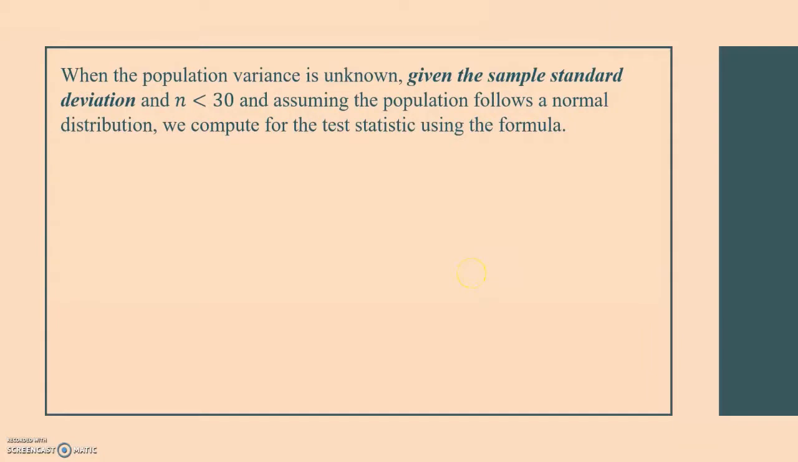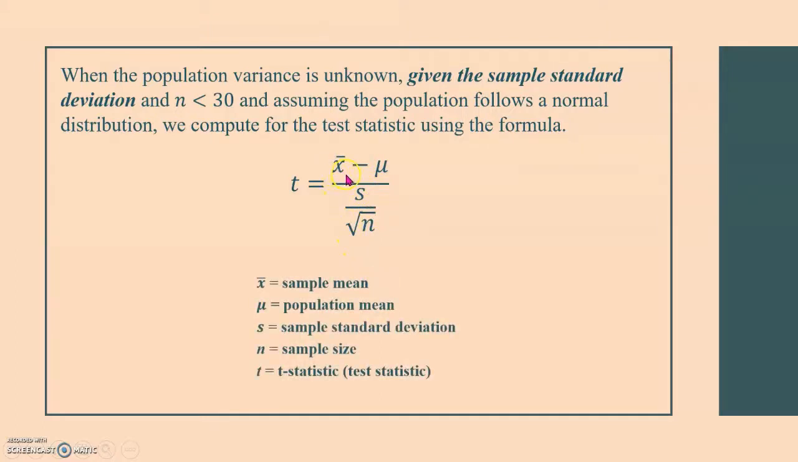So when the population variance is unknown, given the sample standard deviation and n or the sample size is less than 30 and assuming the population follows a normal distribution, then we compute for the test statistic using the formula t is equal to x bar minus mu all over s divided by the square root of n, wherein x bar is the sample mean, mu is the population mean, s is the sample standard deviation, and n is the sample size, and t is the t statistic or our test statistic.